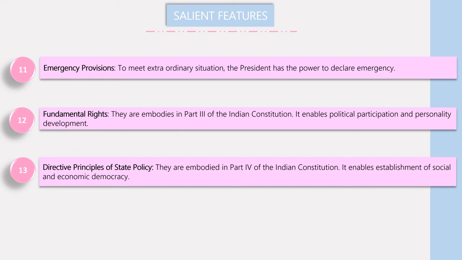The Directive Principles of State Policy are non-justiciable, that is, they are not enforceable by the courts. They are fundamental principles of governance of the country. The makers of the Constitution regarded Directive Principles of State Policy as guiding principles for the state to make laws.